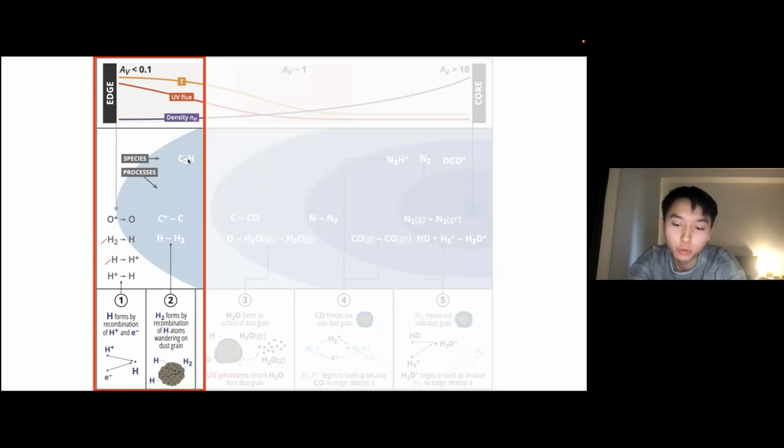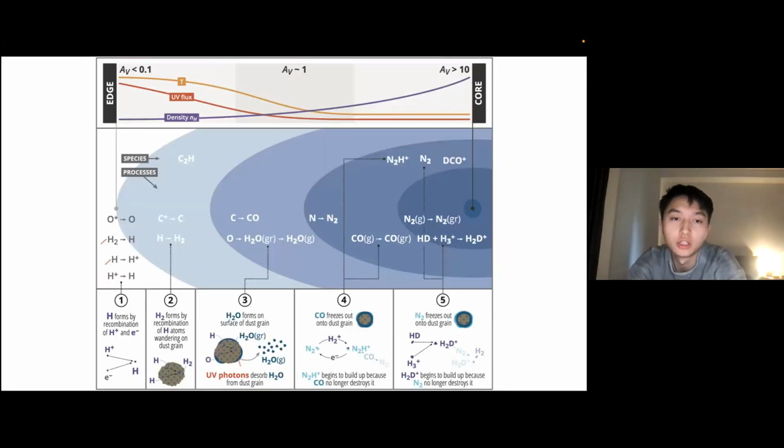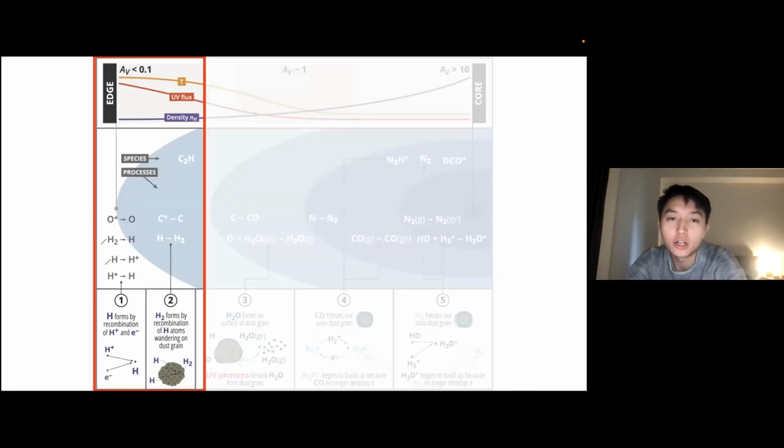And if I go back to the previous detection, indeed, the C2H is showing a ring here. So if we summarize, the C2H formation basically requires two things. One is that it should have very strong UV radiation, and the other is that it requires the carbon to oxygen ratio to be higher than order unity. Since if it's the other way around, you have more oxygen than carbon, everything should end up being CO rather than the other radicals.